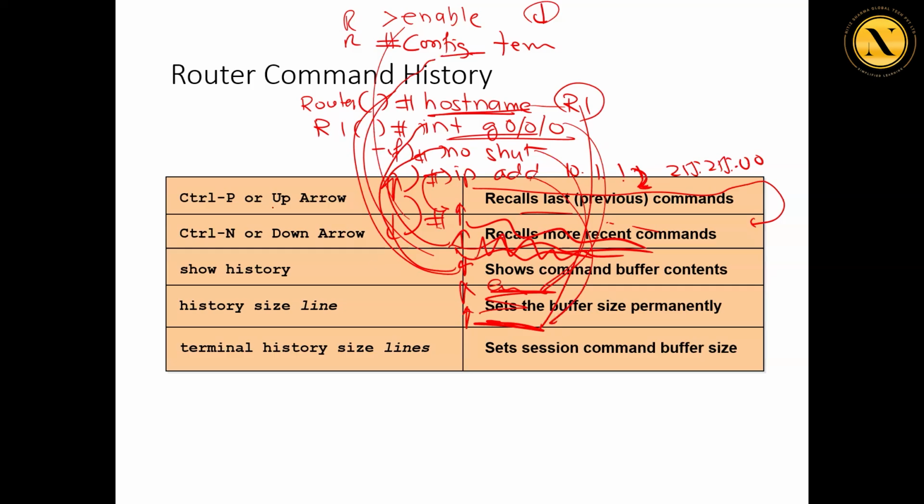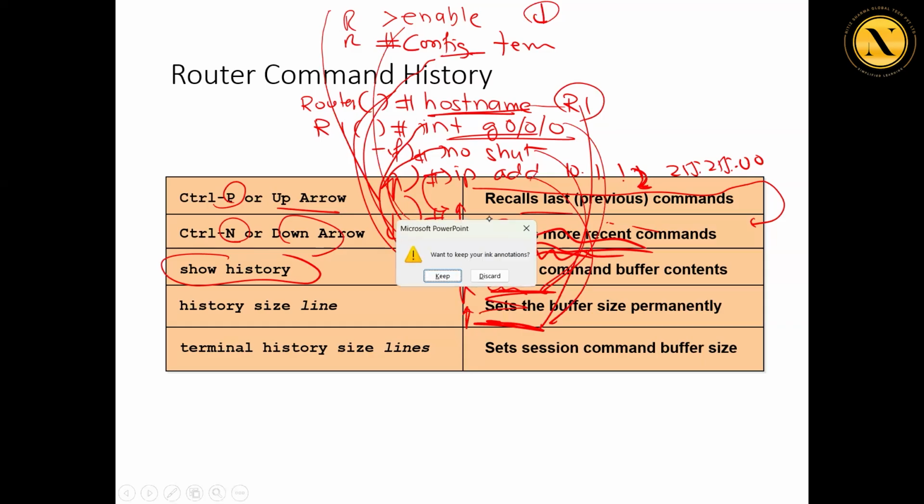Okay. So up arrow or Control P for previous commands. P stands for previous. And down arrow or Control N for the next commands. All okay? Show history will tell you what all commands you have given. It will store 10 lines, 10 commands, right? By default. You can increase or decrease the size of this buffer.